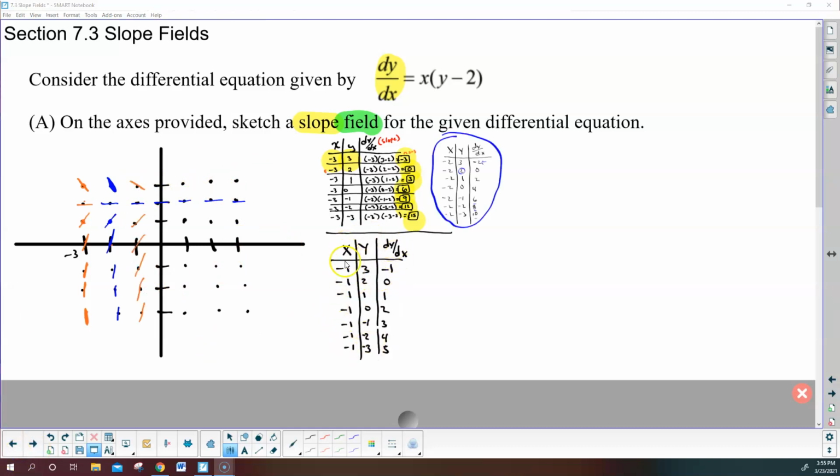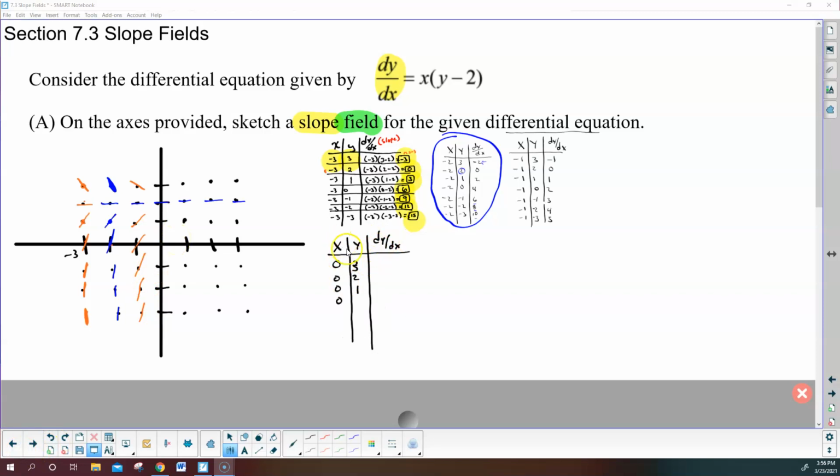So here's my values when x is equal to -1. You can double check your slopes, and then I graphed each slope as we went along. Okay, I'll do the next one. All right, I'll show you where I was at with this one.